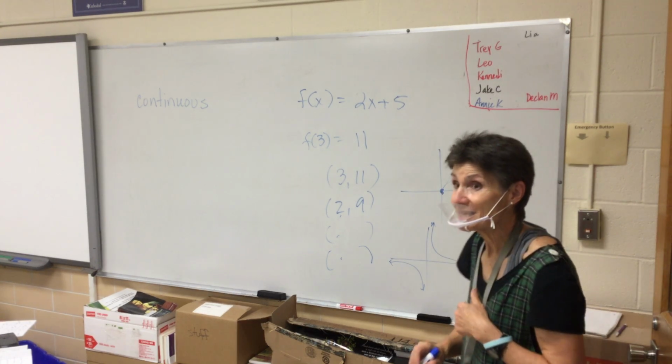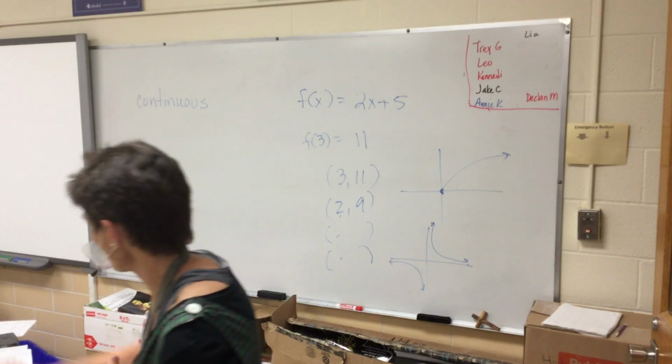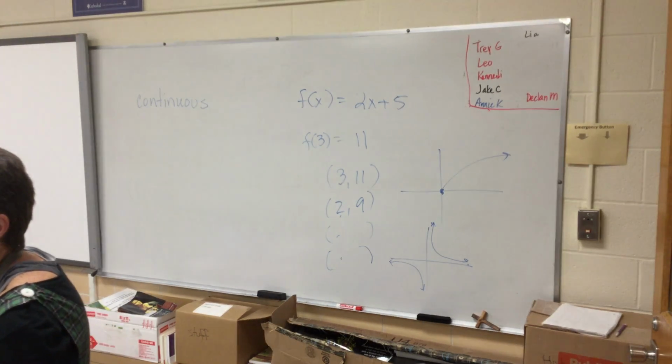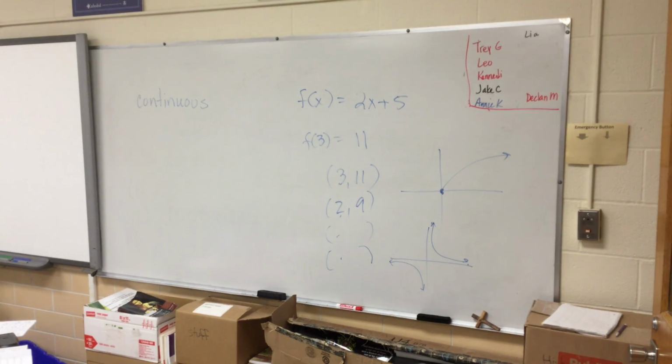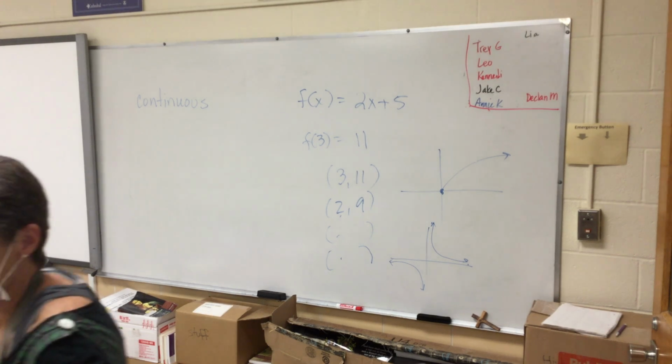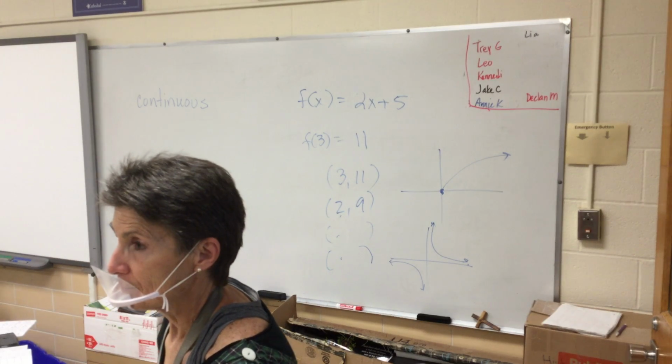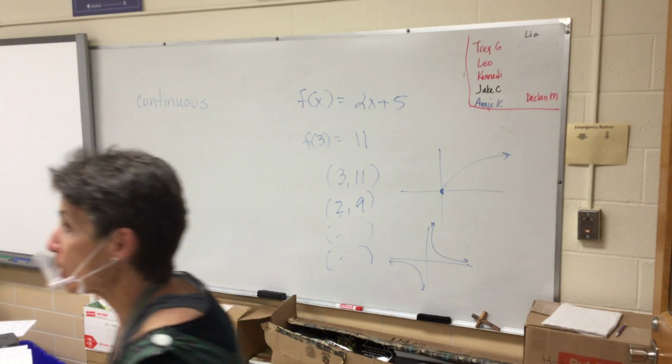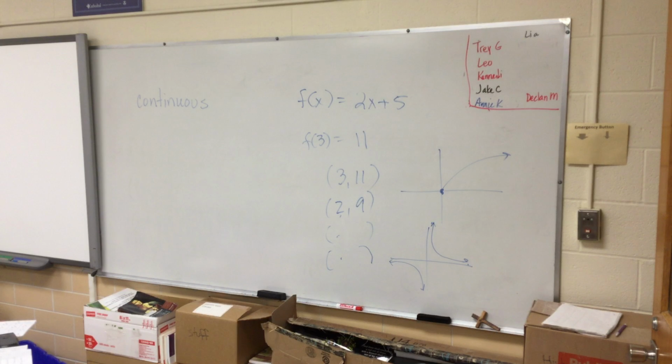If you are continuous, this is not the definition as written there, but basically, can you draw it without lifting your pencil? If you can draw it without lifting your pencil, it's continuous. If it's broken in any way, it's discontinuous. And there are different kinds of breaking that we can have.